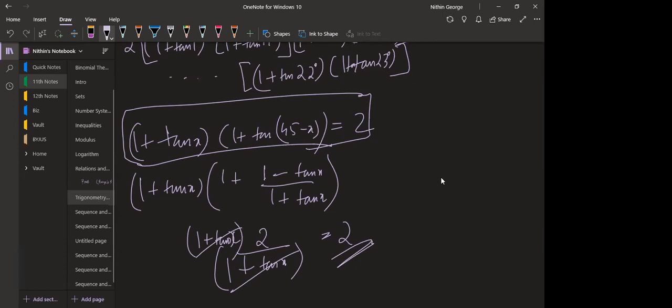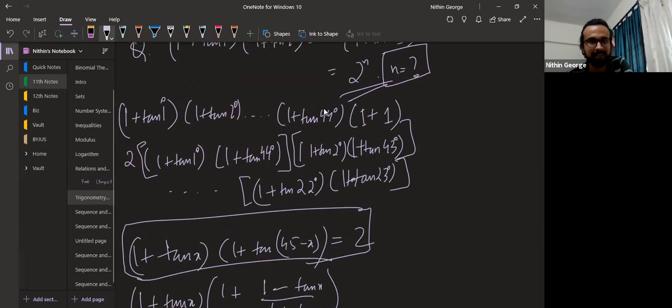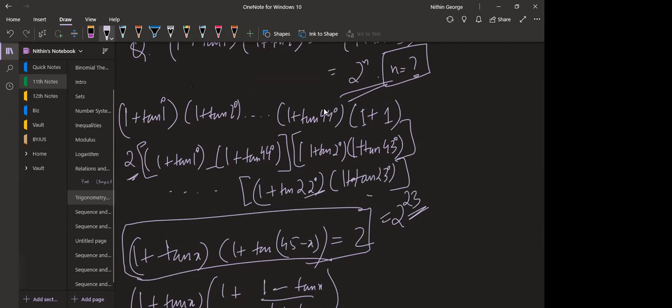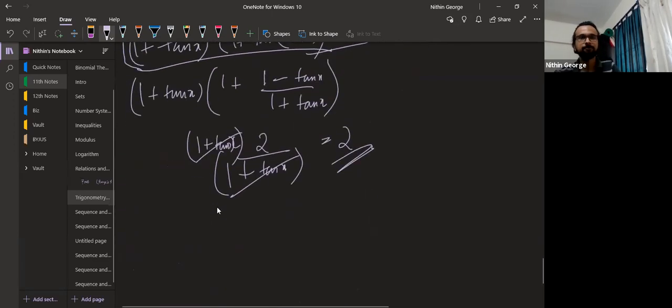No, sir. All right. So how many 2's are there? There is 1, 2 here already. Then from 1 till 22, there will be 22 more 2's. Right? So this will be equal to 2 power 23. So what's the value of n? n will be 23. All right. Okay, so this was a previous JEE problem. Right, so yeah, hope we had fun with this.